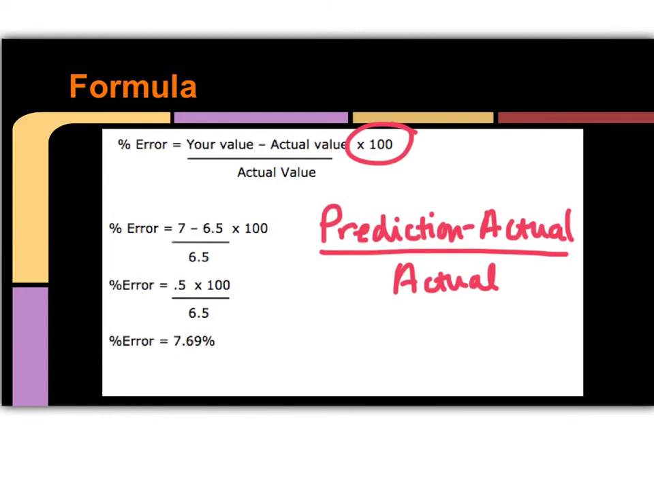So looking at Alan's bedsheet problem, his measurement, or his prediction, was 7 feet, and you subtract the actual, when you really measured, which is 6.5. What you get is 0.5. You divide by 6.5 and then multiply by 100 to get an error of about 7.69%. So he wasn't too far off, but still off enough.